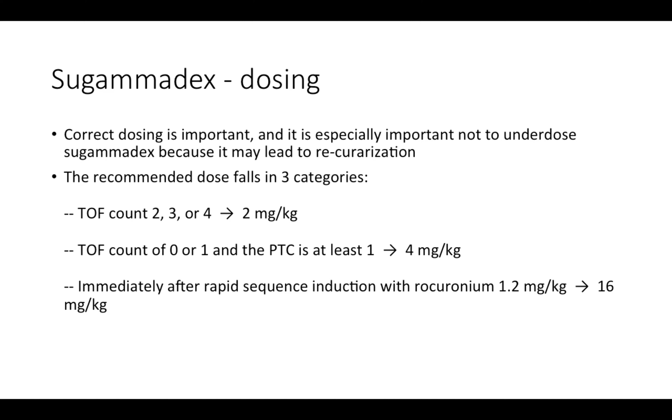The dose of Sugammadex depends upon the train of 4 count. If the count is 2, 3, or 4, the dose is 2 milligrams per kilo. If the train of 4 count is 0 or 1, the dose is 4 milligrams per kilo. The dose for reversal immediately following an intubation dose of muscle relaxant is 16 milligrams per kilo.